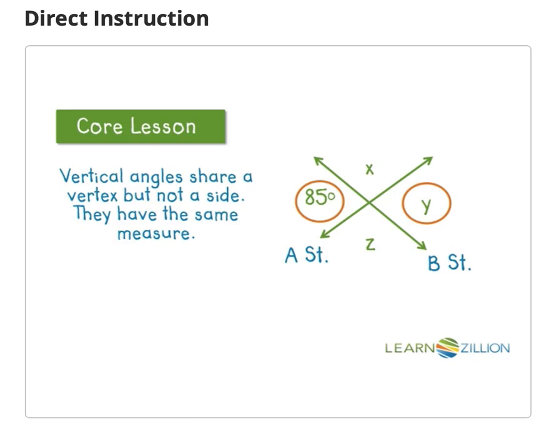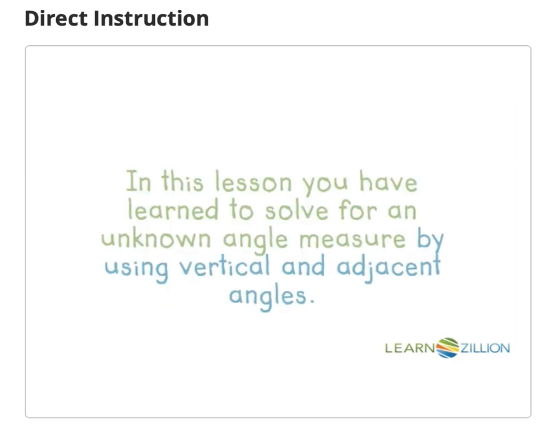That means if we know that Y has a vertical angle that measures 85 degrees, then the measure of angle Y must also be 85 degrees. And we know that Z must be 95 degrees since it is vertical with angle X, and we already know that X measures 95 degrees. In this lesson, you have learned to solve for an unknown angle measure by using vertical and adjacent angles.